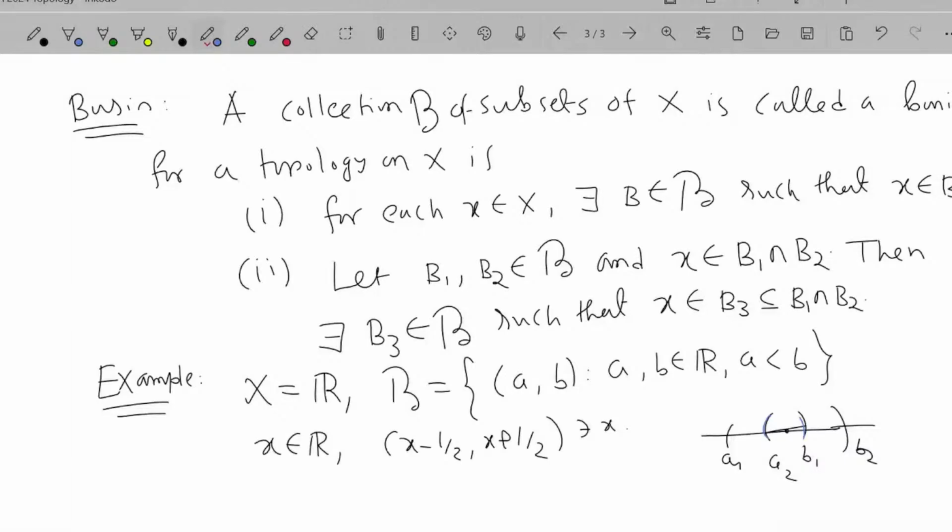So suppose a basis is given, how to generate a topology. Suppose a basis B for a topology on X be given, then we can generate the topology. Let's say tau, the name of the topology is tau, in the following manner.